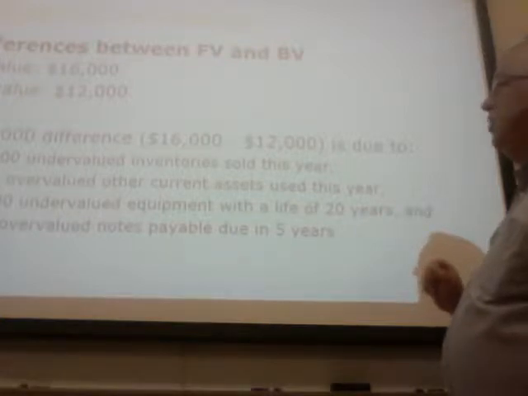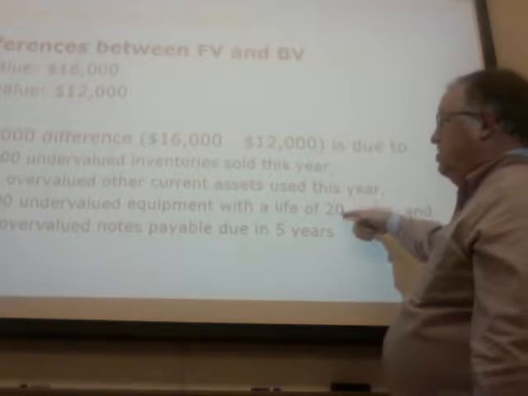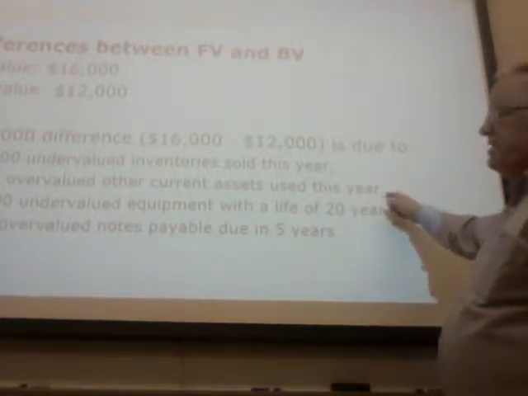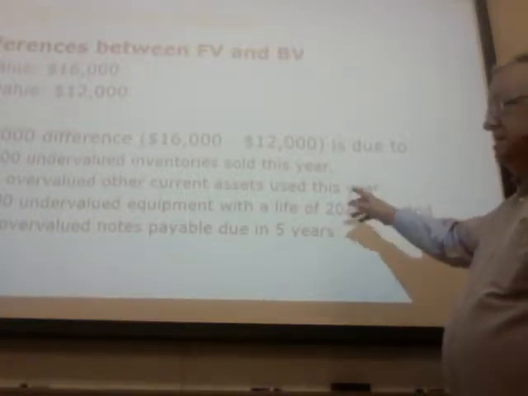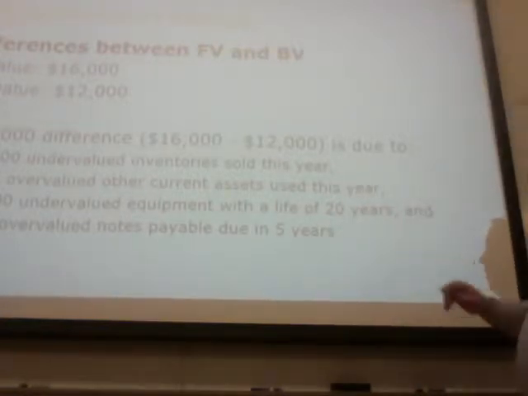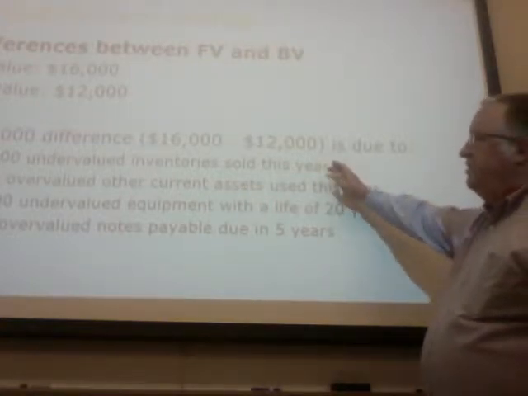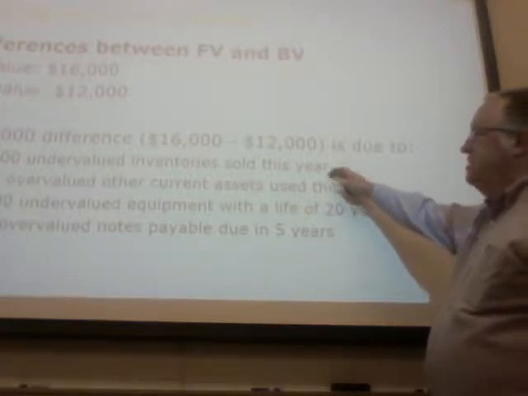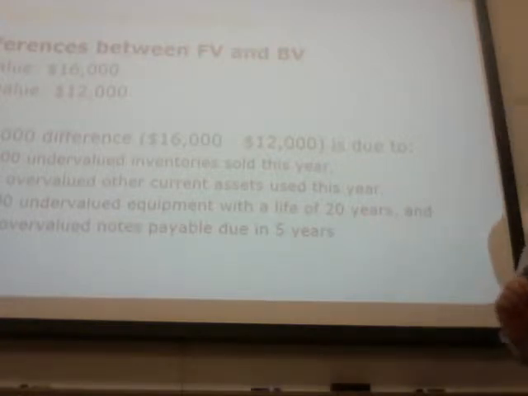That's our 4,000. Let's see, undervalued inventories, so we mark up inventories, undervalued equipment, we mark up. There's 4,000 overvalued current assets, that's a markdown. Overvalued notes payable, that's a liability that's higher than it needs to be. That's kind of a markup. These two offset. So the 4,000 is this plus this. Oh, let's see, this minus this plus this plus this. That's how we get to the 4,000. We'll make sure everybody follows that.